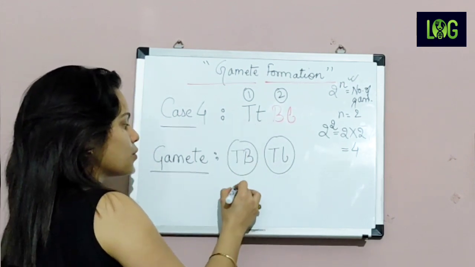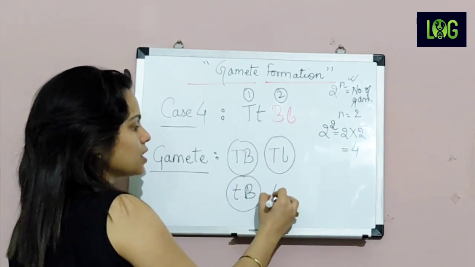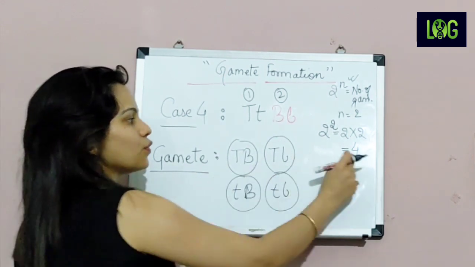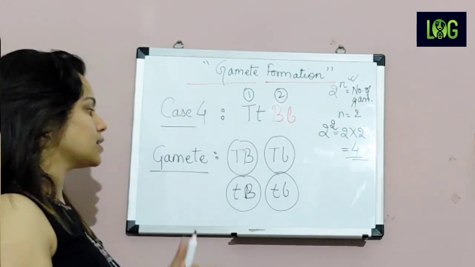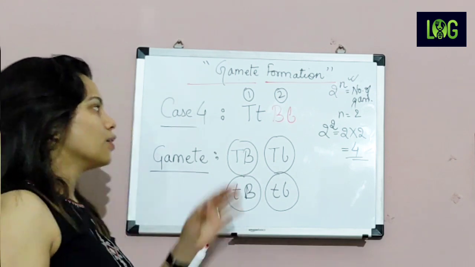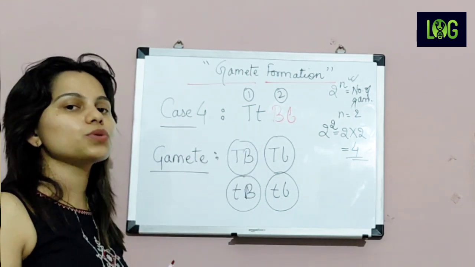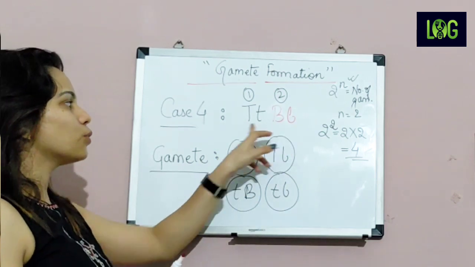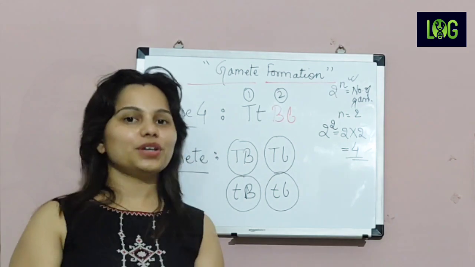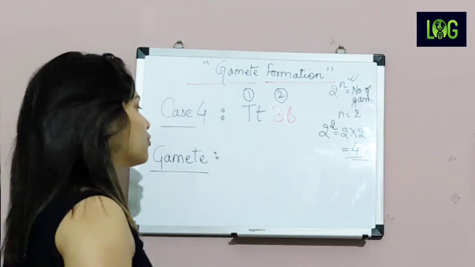Now I will take small t from here, I will combine it with capital B. I will again take small t and combine it with small b. So we have to form 4 gametes and these are those 4 gametes. But sometimes students get confused. Why is this capital T occurring twice? It is occurring twice because it can combine with both of them. Probabilities are for both the combinations. But if you are getting confused, let's talk about another way, and that is the fork method.